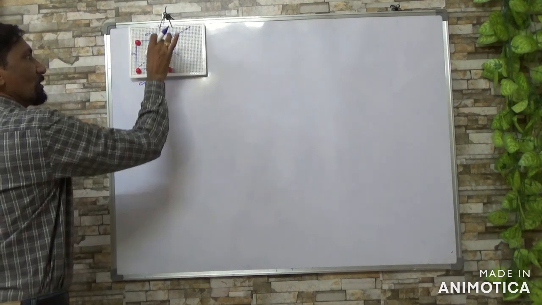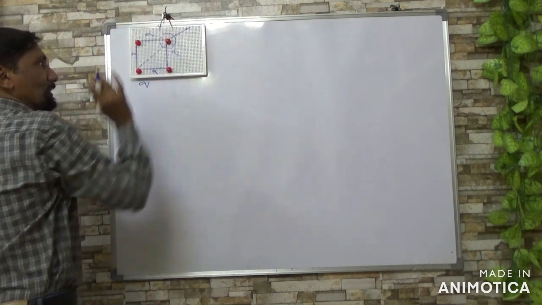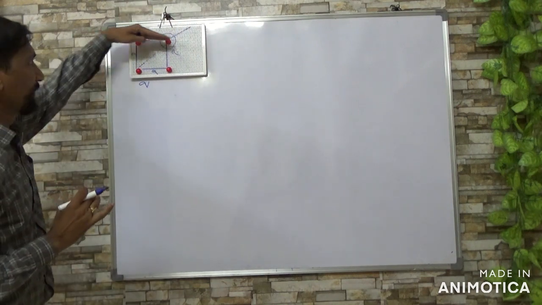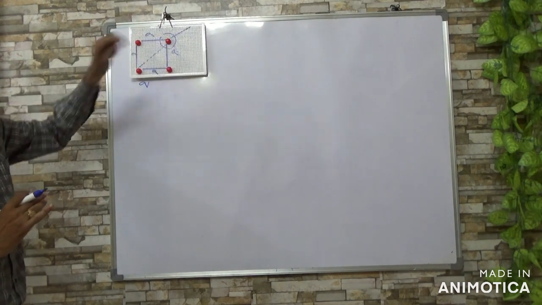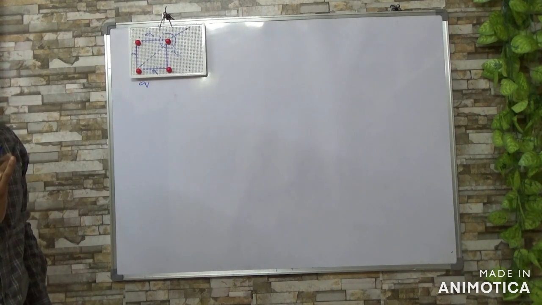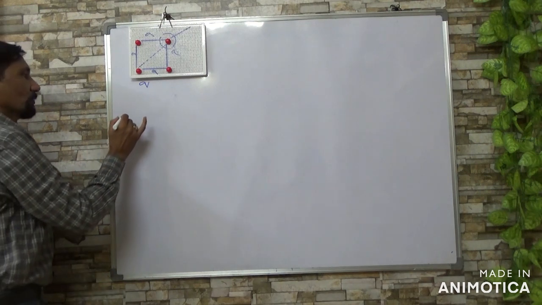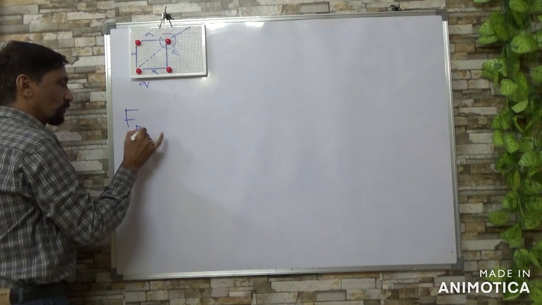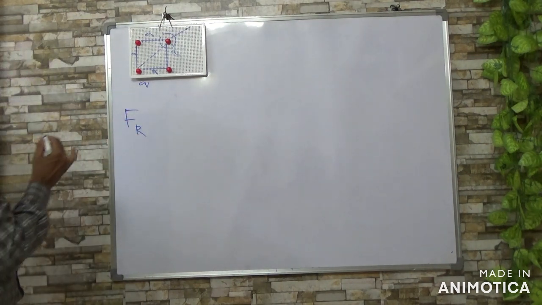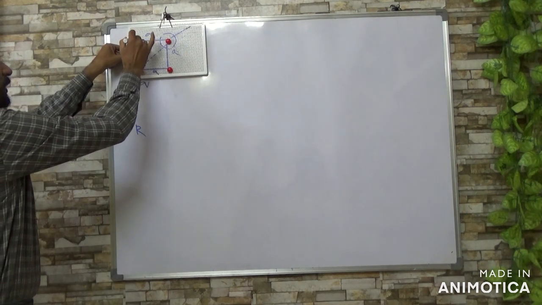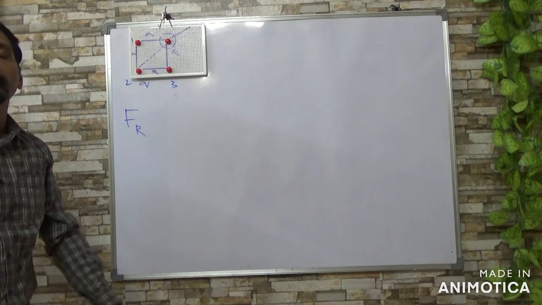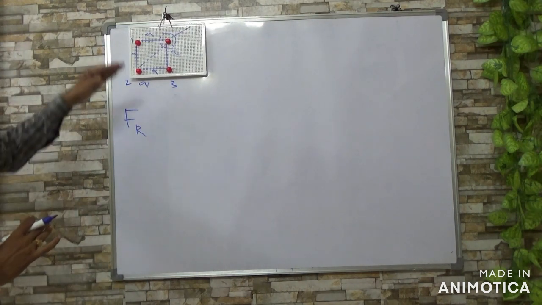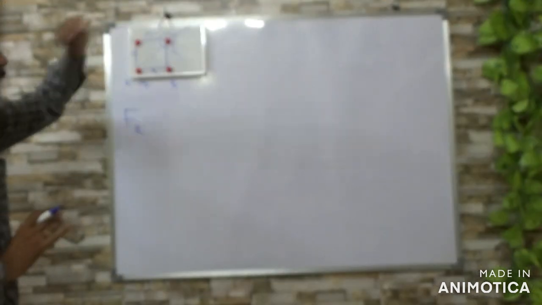This and this are acting on this at right angles. Say this is the F1 force and this is the F2 force, acting on this at right angles. So what is the resultant force of these two? Say this is 1, 2, 3. Now you want to find the resultant force of 1 and 3 on 4.